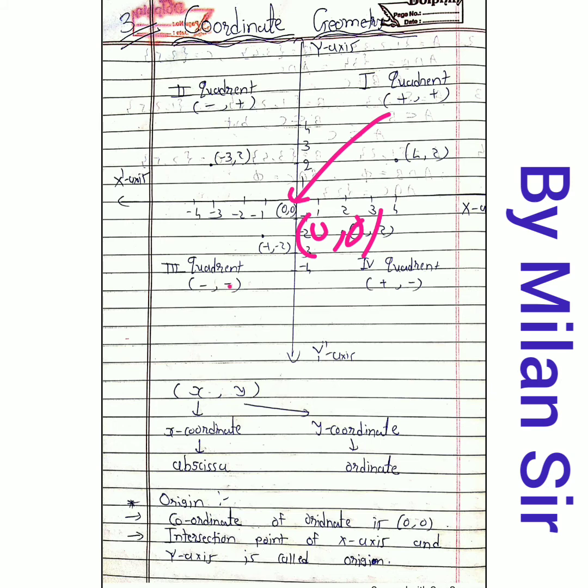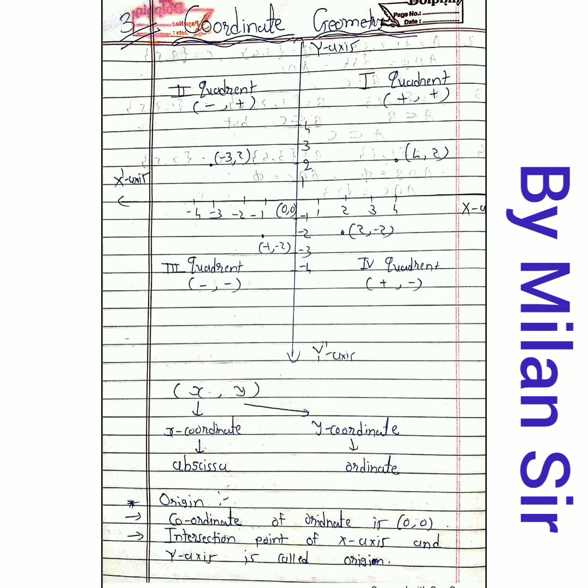It is called the origin, and we write all the coordinates with respect to the origin. The coordinate of the origin is (0, 0), the values on both axes being 0. Here I made one mistake. Here we need to write origin. The coordinate of the origin is (0, 0).